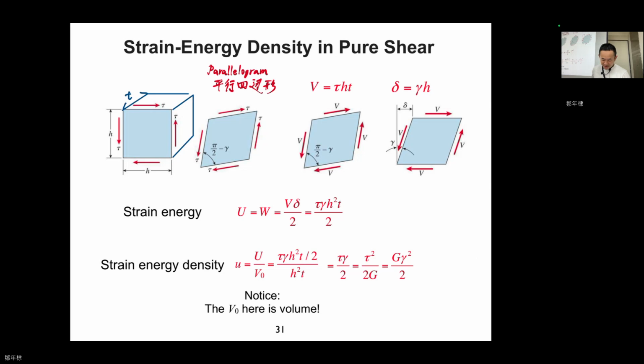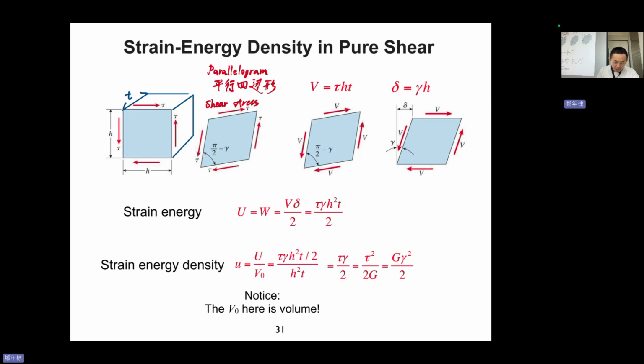So the square becomes a parallelogram after shear stress. And the original angle will be half pi and then become half pi minus gamma.